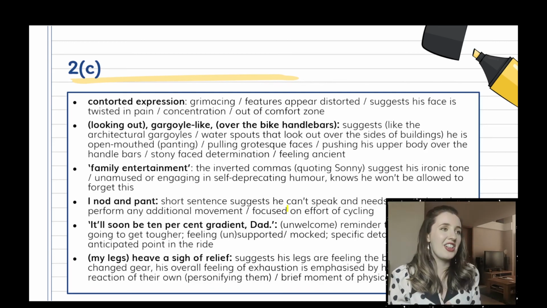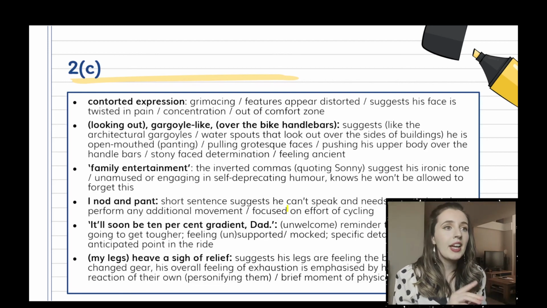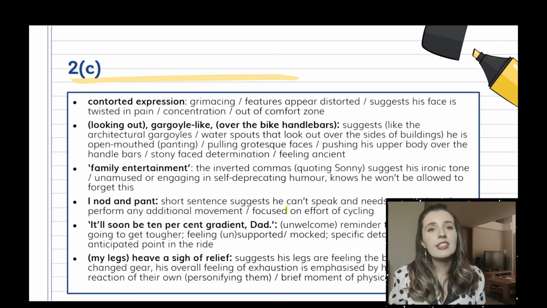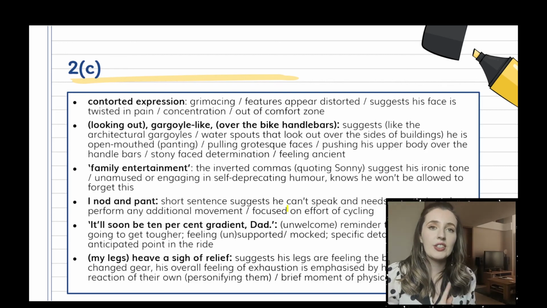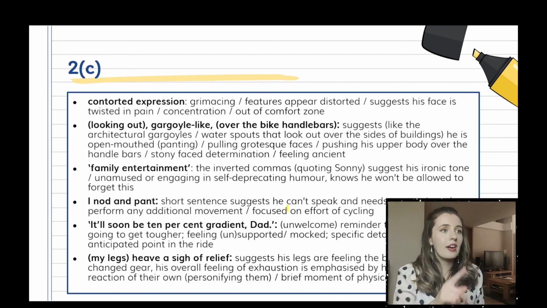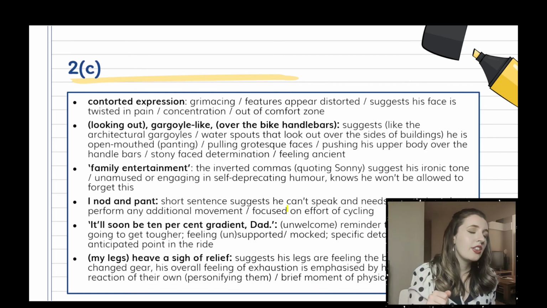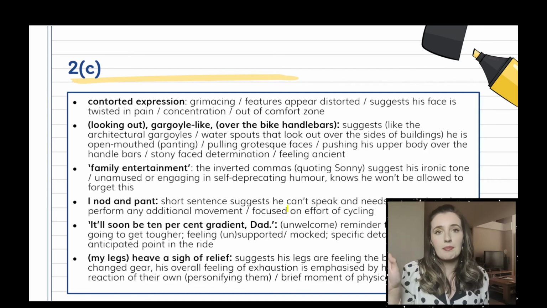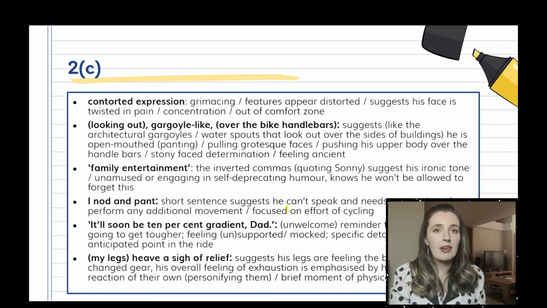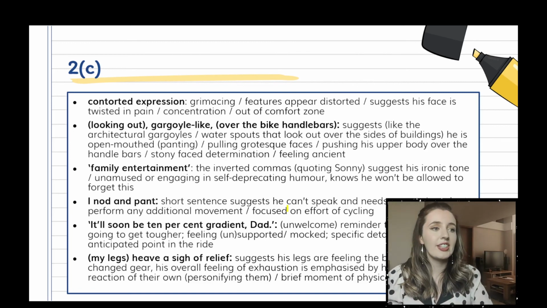Now, have a look at your writing and see, have you said roughly the same thing as on the mark scheme? And have you given 3 different points? If you have given 3 different points, then just tick those 3 different points where you think that they are. For example, if you picked the phrase contorted expression, for 1 mark, shows grimacing, 2 marks, features appear distorted, 3 marks, suggests his face is twisted in pain, right? Then that would be a 3-mark answer. It's no more complex than that. You didn't need to do any language analysis like I said earlier.